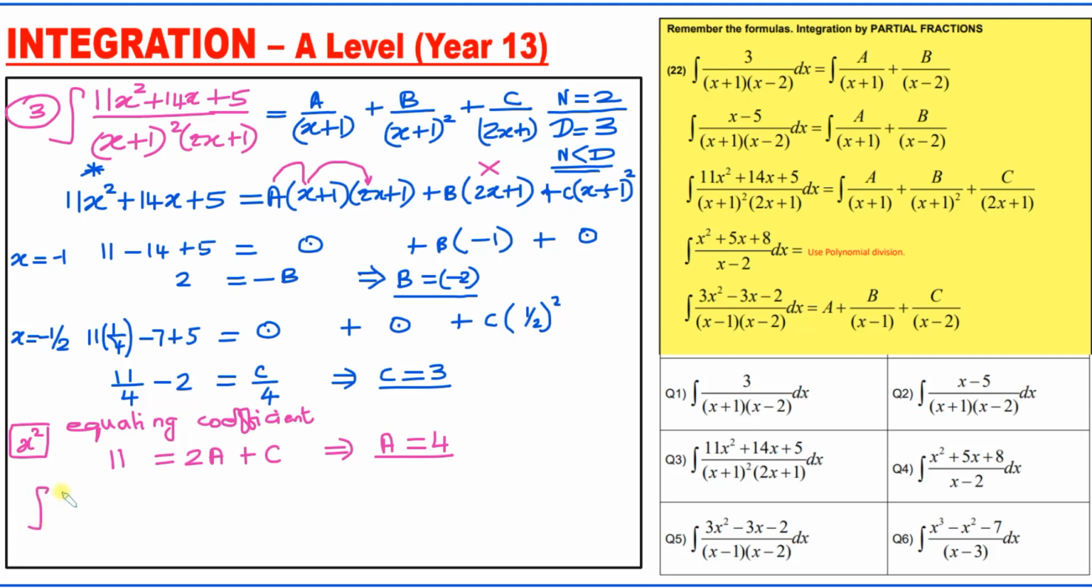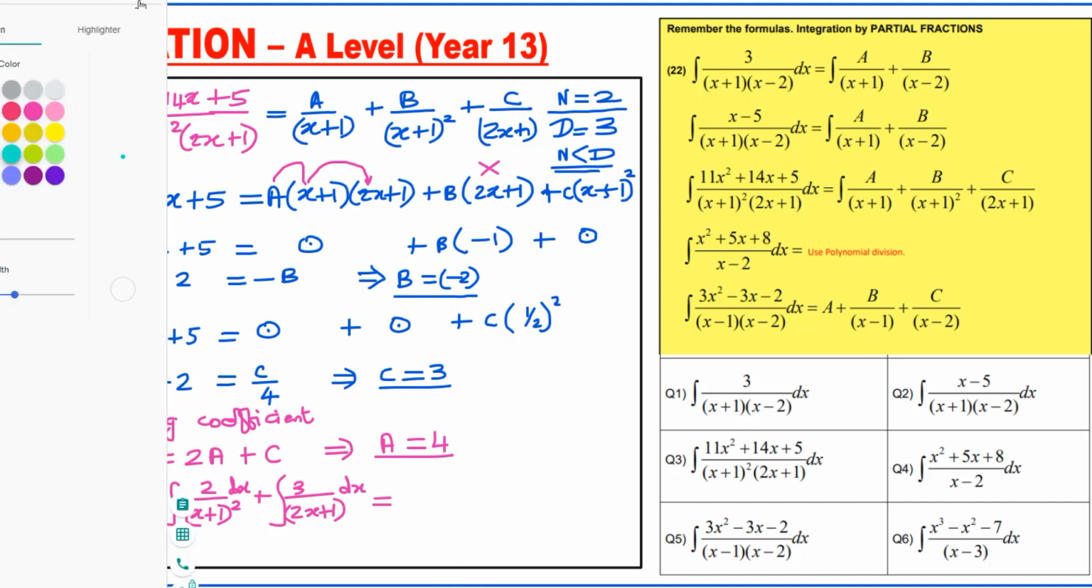So integration of 4 over x plus 1 dx and plus b as in minus 2. So let me take that plus away. So minus of integrating 2 over x plus 1 whole thing squared plus c as in 3 over 2x plus 1, integration and dx, here also dx, right? Now you need to apply your knowledge of integration. So let me explain that one.